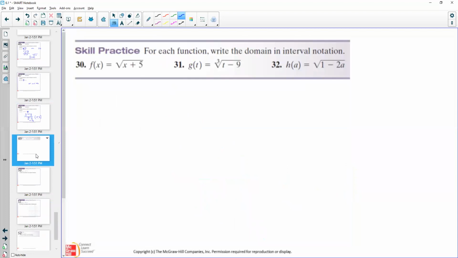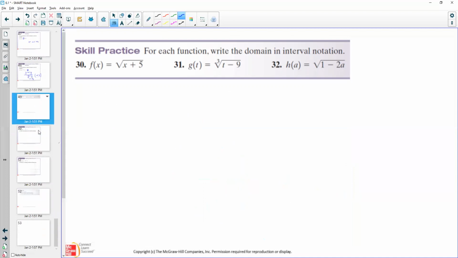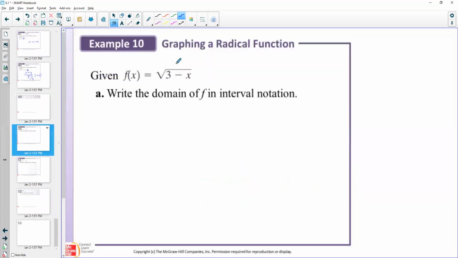All right, here are a couple for you to try. Please try them. Write your domains in interval notation. If you need help with that, you should ask. All right, let's try another one. Let's try this one. Write the domain in interval notation.